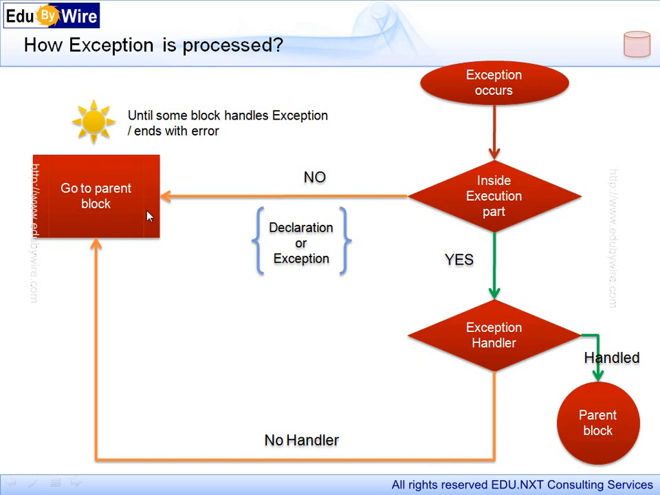If parent block handles the exception, then PLSQL block execution is completed. Otherwise, the exception is propagated further to its parent block. This process continues until that exception is handled or there is no enclosing or parent block. In case no enclosing block, then the exception is reported to the host or calling environment as error. So, this is how exception propagation happens in PLSQL.